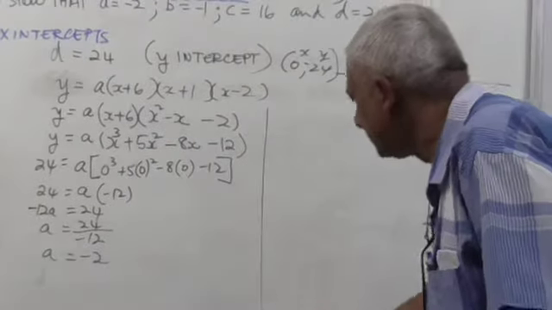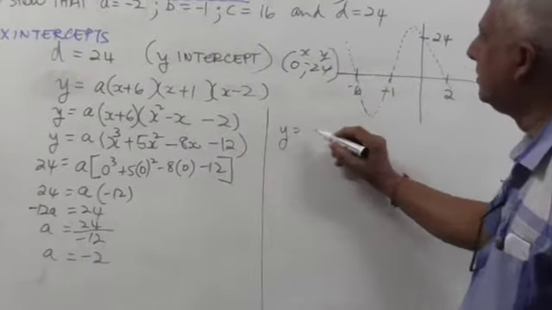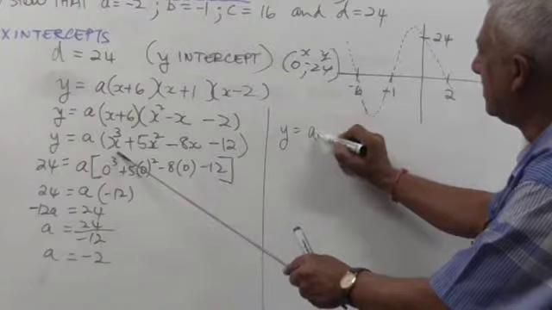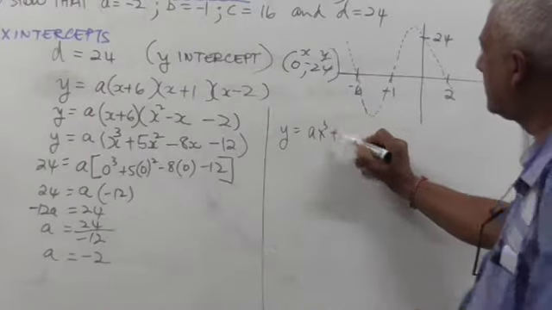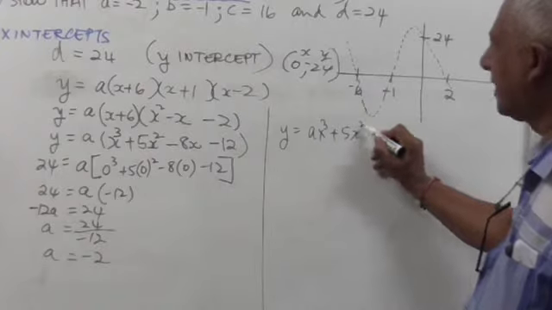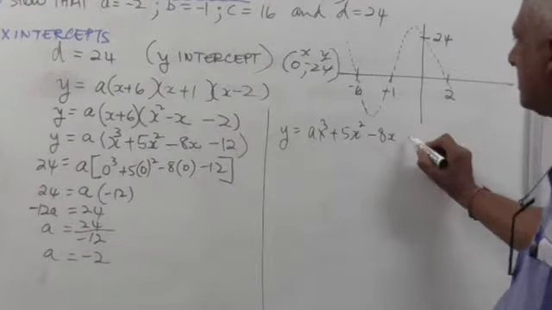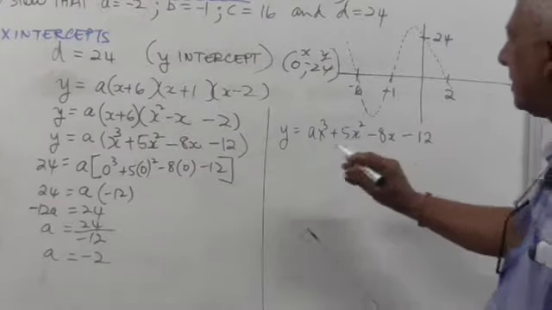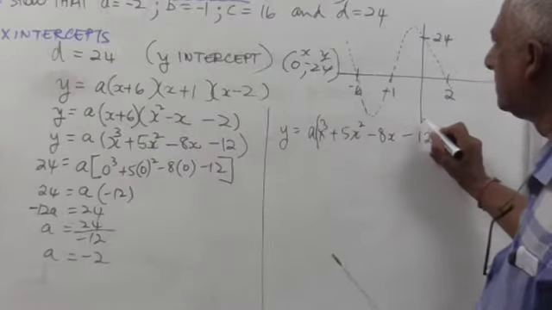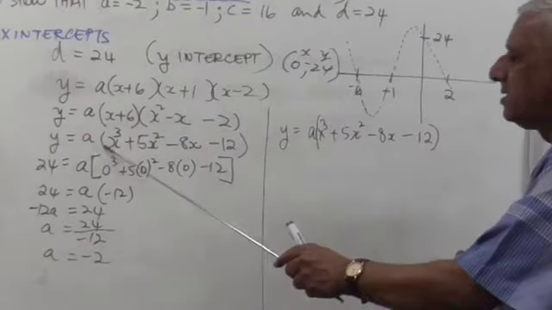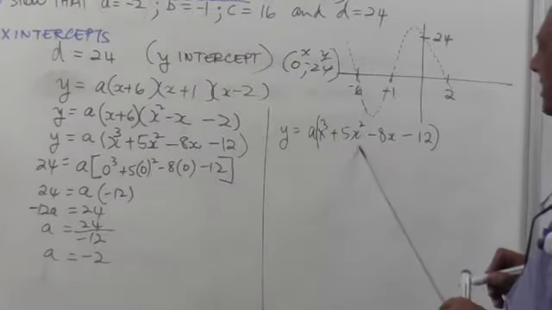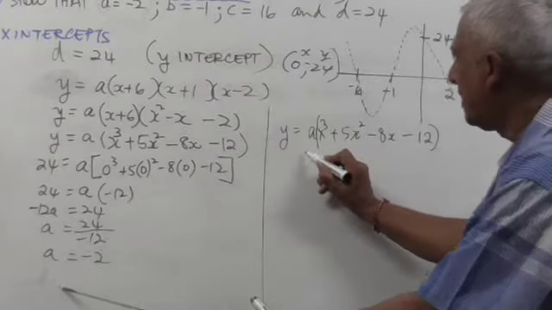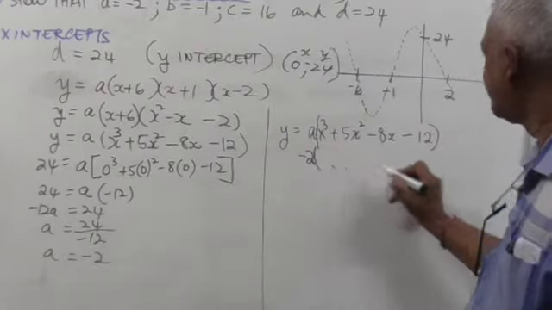Now, y is equal to, we're going to expand this. Y is equal to a into x cubed plus 5x squared minus 8x minus 12. But we know that a is minus 2. So we got the minus 2 here.